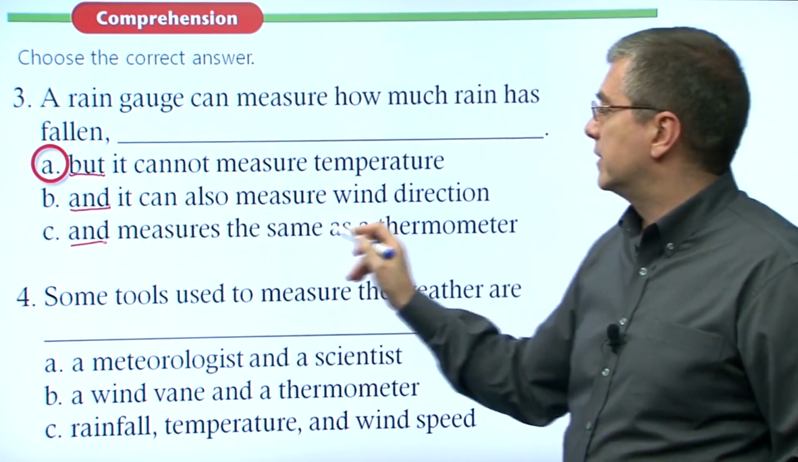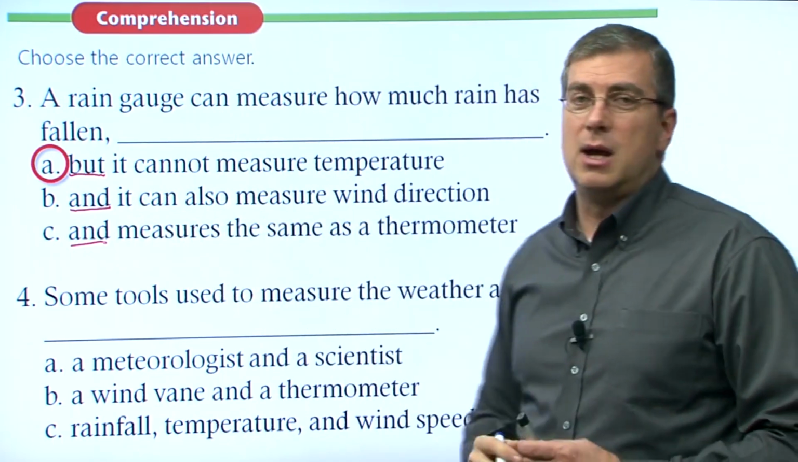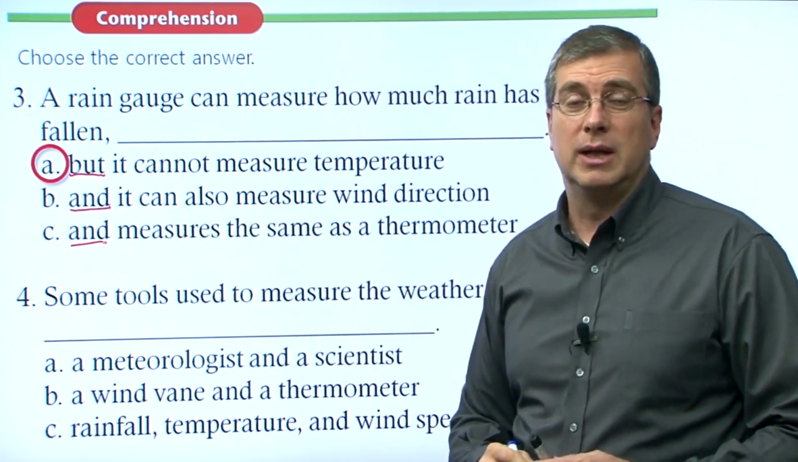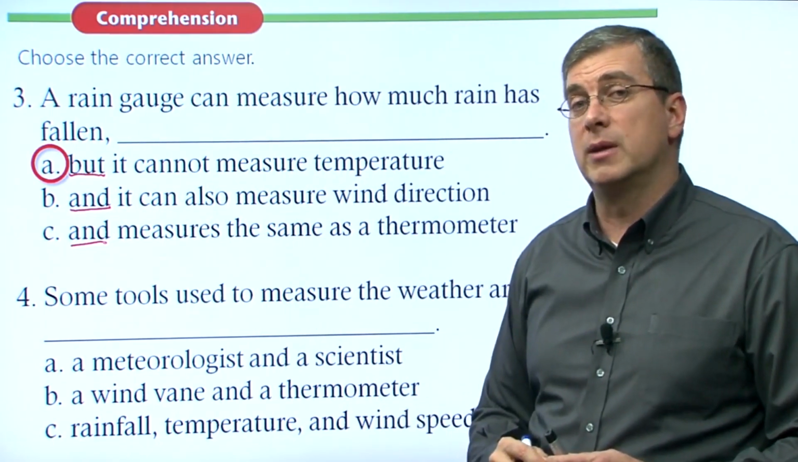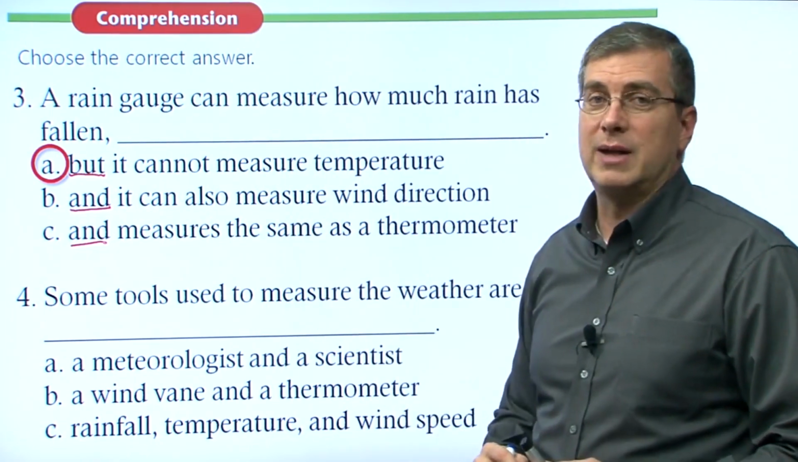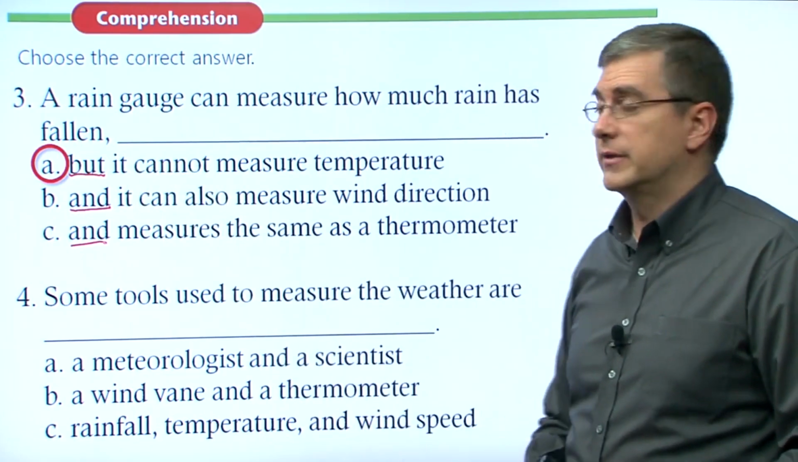C, and measures the same as a thermometer? No, it doesn't measure the temperature. It doesn't measure how hot or cold something is, so C is not correct either. A is our correct choice.